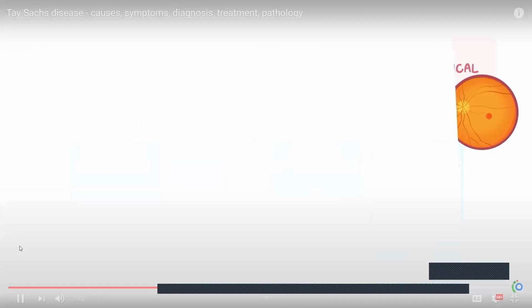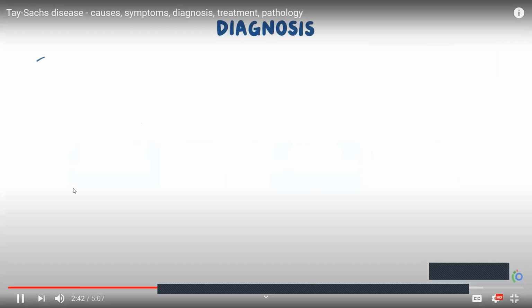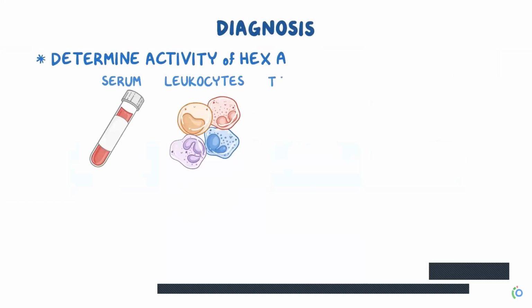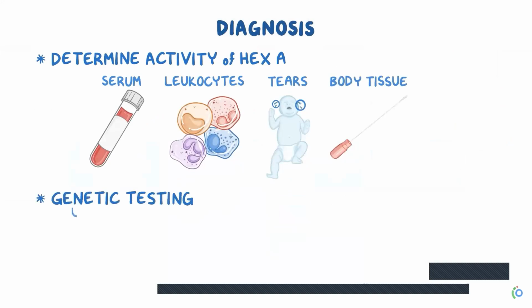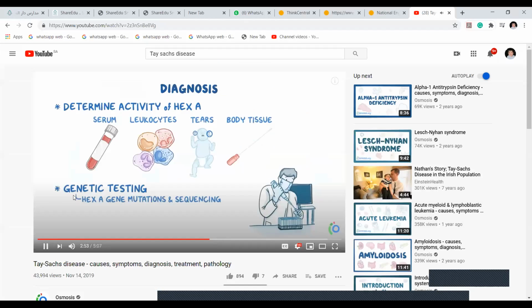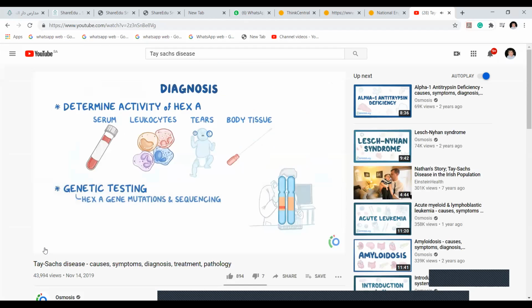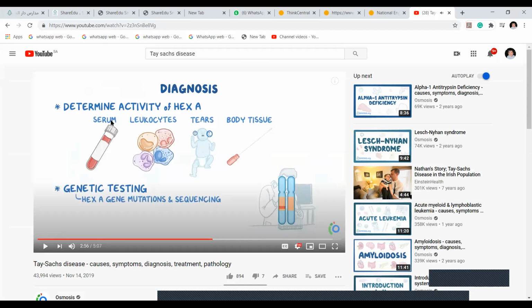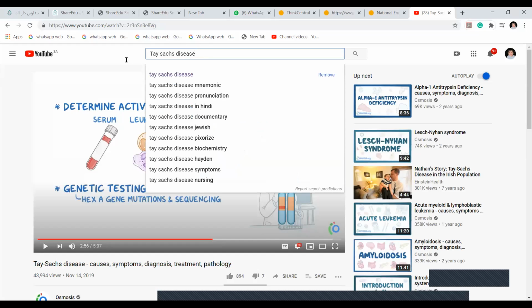area. Diagnosis of TSD is done by determining the activity of Hex A in serum, leukocytes, tears, or any other body tissue. Genetic testing for Hex A gene mutations and sequencing of the Hex A gene are used for diagnosis and heterozygous carrier detection. They take a part of the body, either a blood sample or the tears of the baby or body tissue, and test it, okay?